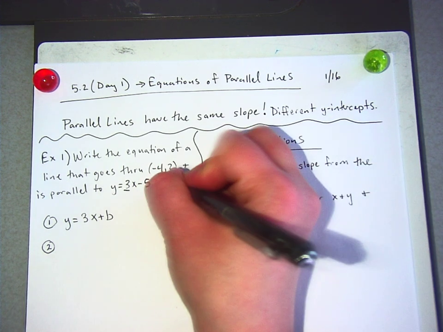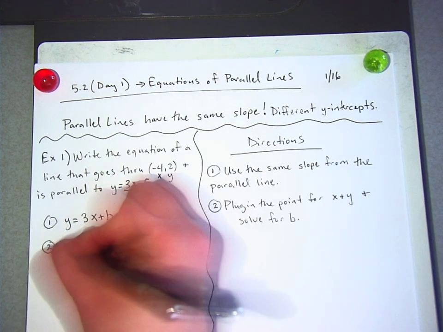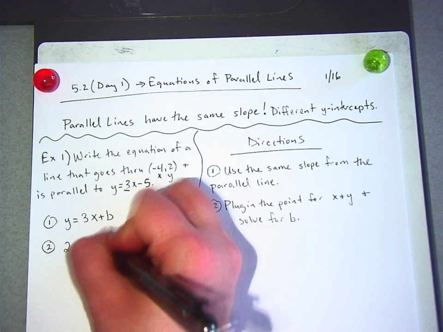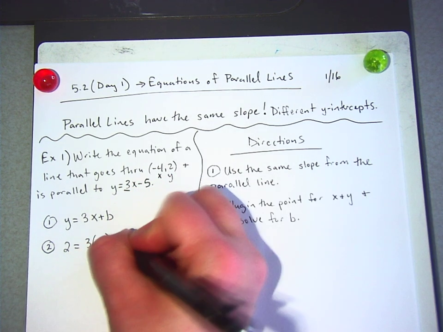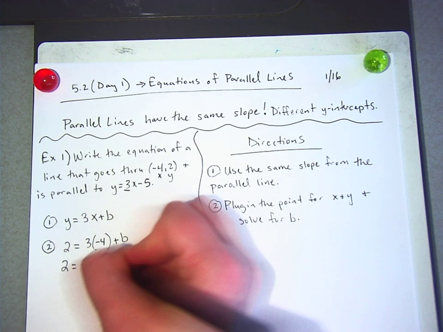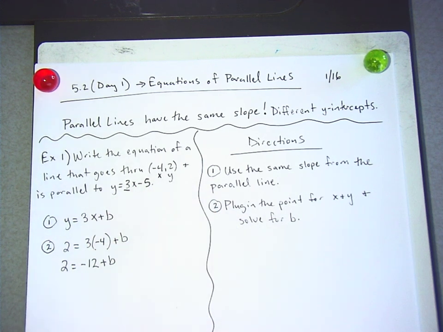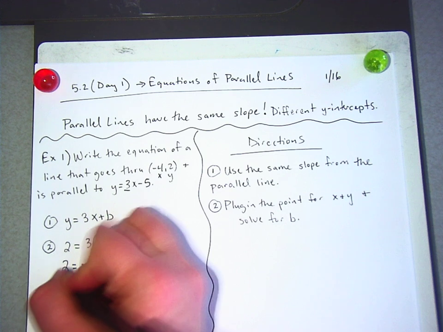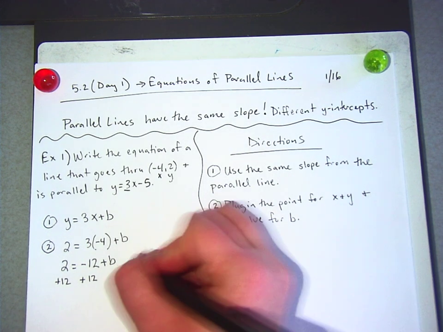-4 is x, y is 2, so it's 2 equals 3 times -4 plus b. 2 equals -12 plus b. How do I get b by itself? Add 12 on both sides. Subtract a -12 or add 12 to both sides, which both are right. Did you guys get 14? Yeah.